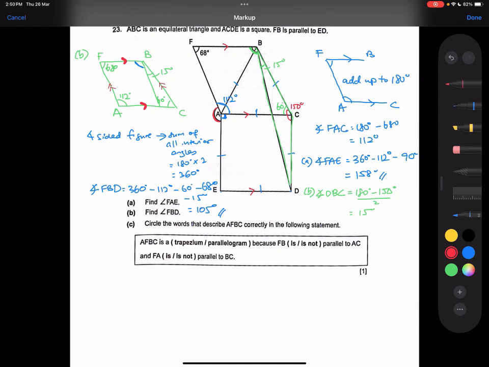But given that 68 is not equals to 60, hence these two lines are not parallel, so it cannot be a parallelogram. Alright, so it is a trapezium because FB is parallel to AC, which we have already drawn in the initial diagram, and FA is not parallel to BC.